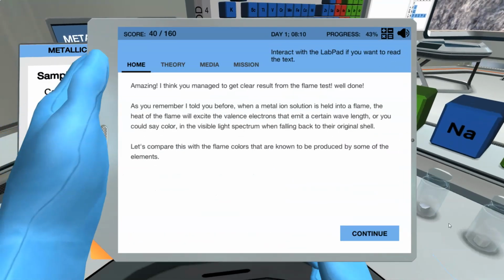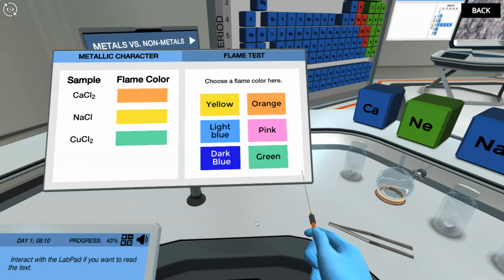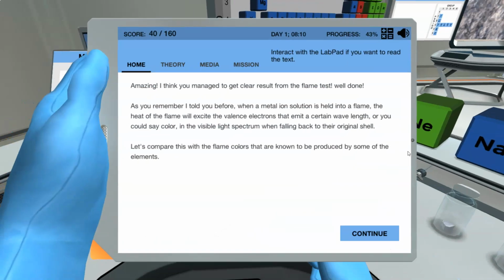Amazing. I think you managed to get clear results from the flame test. Well done. As you remember, I told you before, when a metal ion solution is held into a flame, the heat of the flame will excite the valence electrons that emit a certain wavelength, or you could say color, in the visible light spectrum when falling back to their original shell.